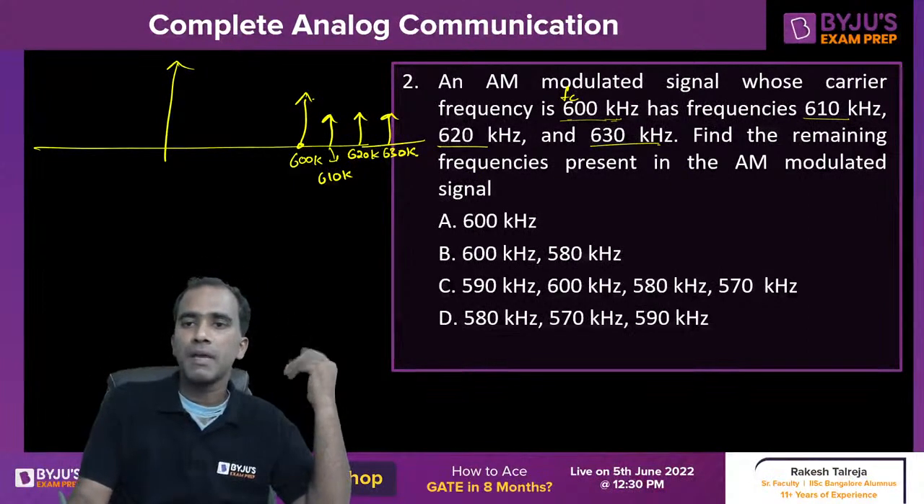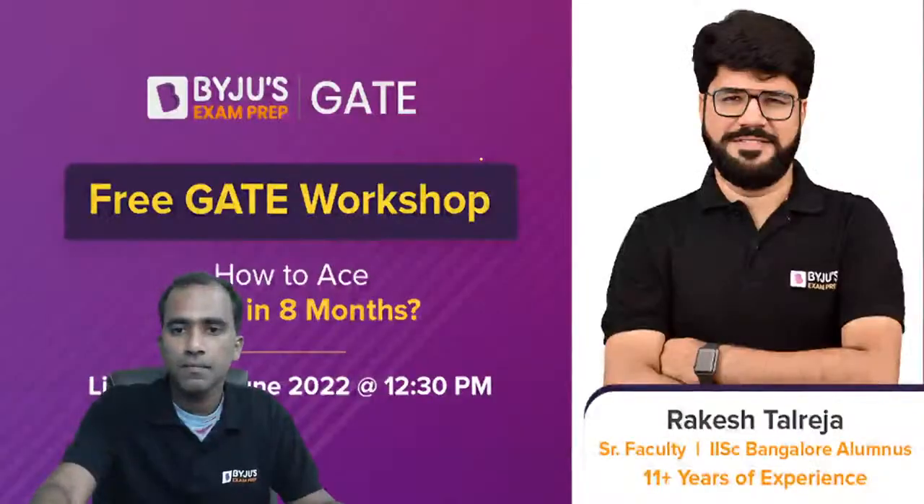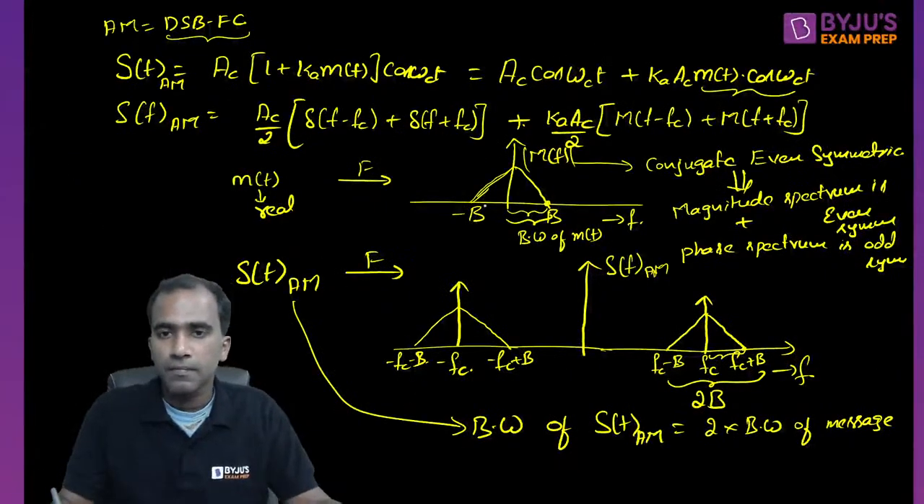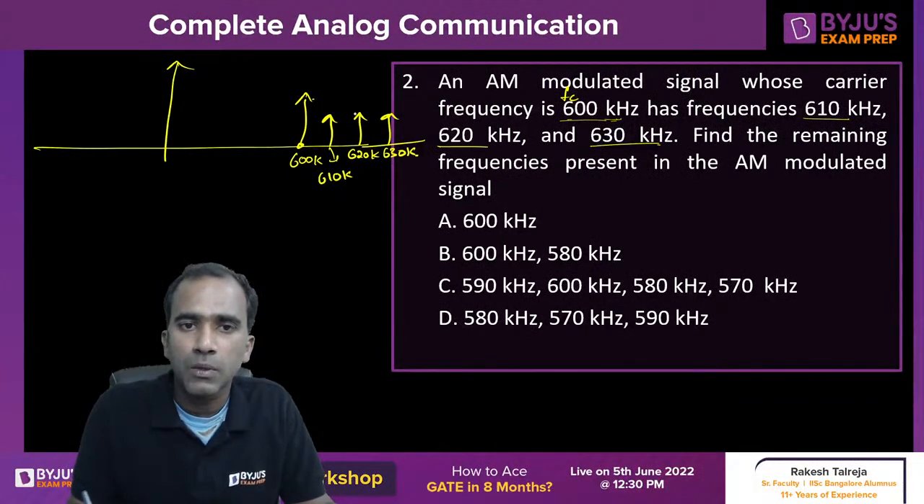Recollect, what is the behavior of an AM modulated signal? I'll show you. See here, this is M of f. M of f is shifted to FC. So whatever spectrum is present above FC, the same spectrum is present below FC also. Whatever is the shape above FC, the same shape is present below FC. Or whatever frequencies are present above FC, symmetrical frequencies are present below FC also. So there will be symmetric frequencies to these three frequencies.